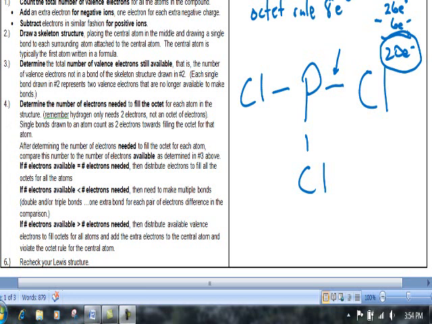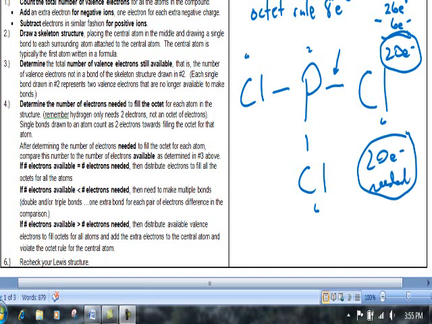Each bond counts as 2 electrons, so we can see chlorine needs 2, 4, 6 more electrons. Phosphorus, because it has 3 bonds around it, already has 6, so phosphorus needs 2 more, and this chlorine needs 6, this chlorine needs 6. Adding this all together, we have 6 times 3 plus 2, so we have 20 electrons that are needed to complete this structure.